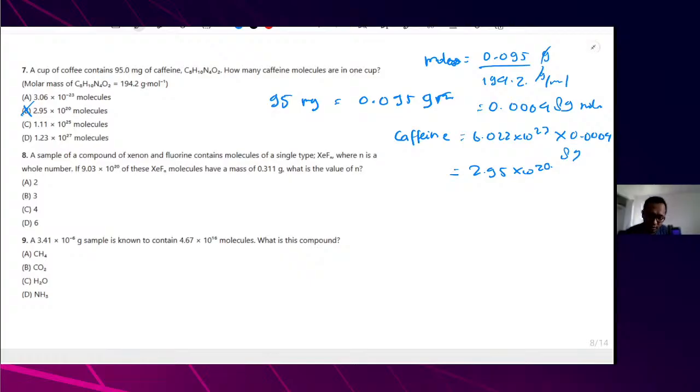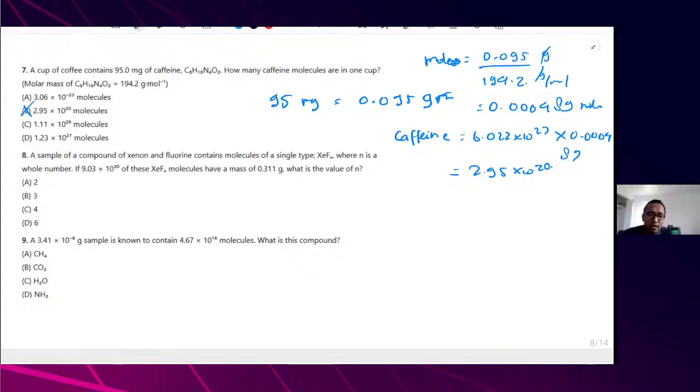Right. So now we are going through another question again. We're going to solve another question. A sample of a compound of xenon and fluorine contains molecules of a single type, XeFn, where n is a whole number. If blah blah blah of this XeFn have mass blah blah blah, what is the value of n?